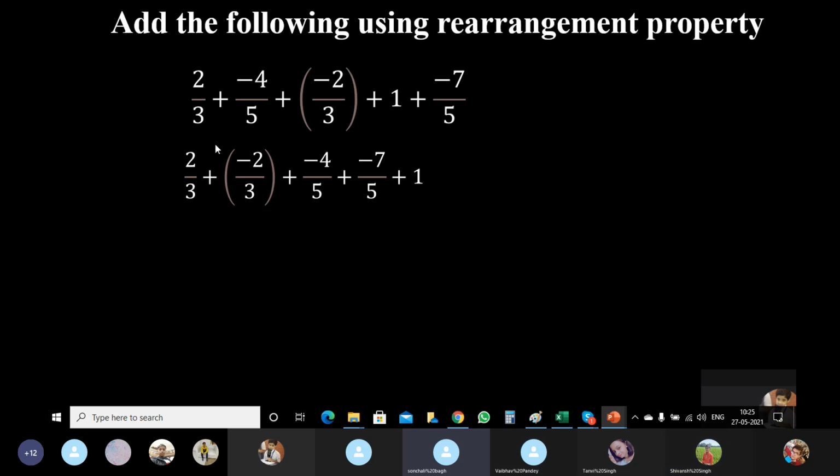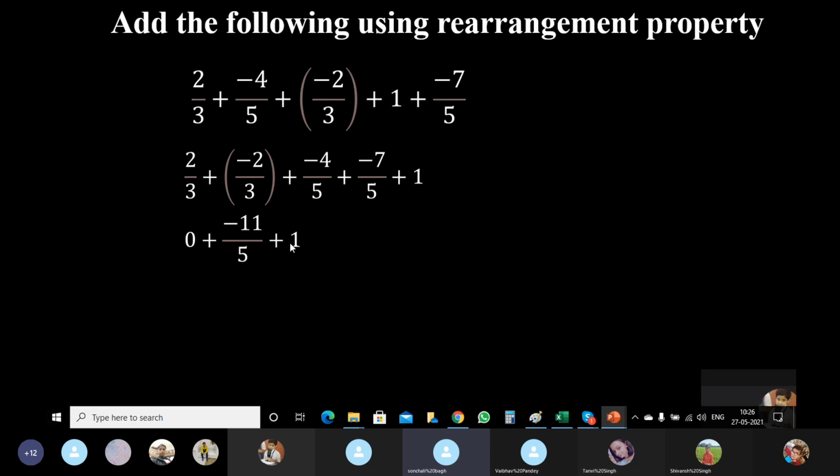So what will happen? This 2 by 3 will be getting cancelled with minus 2 by 3 and we will get a 0 plus, see, since the LCM denominators are same, we will be just adding the numbers. 4 plus 7 is 11 and since it was minus, so we will put a minus sign, plus 1. Yes? Now this number gets excluded. Now we are left with these two numbers, that is minus 11 by 5 plus 1.